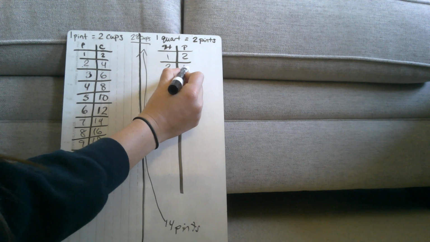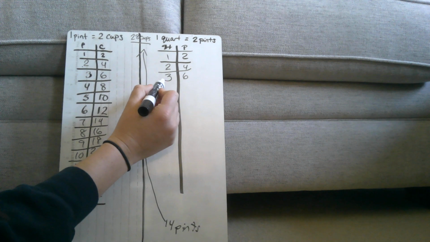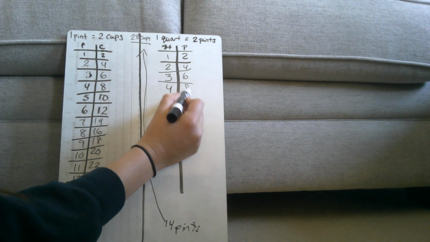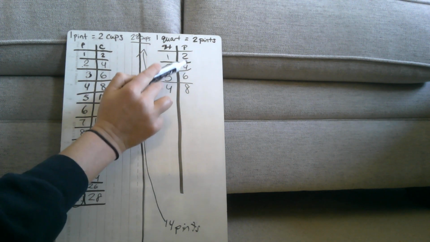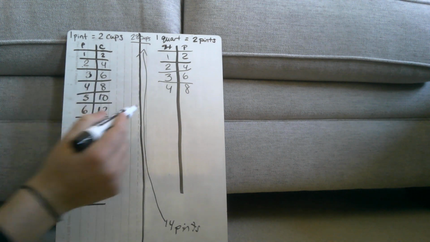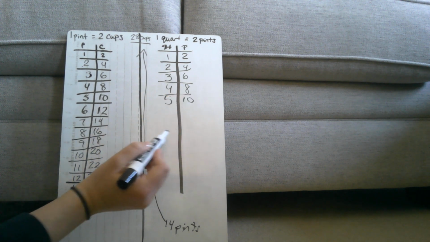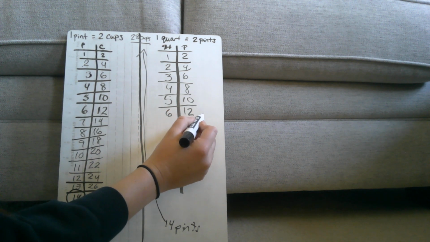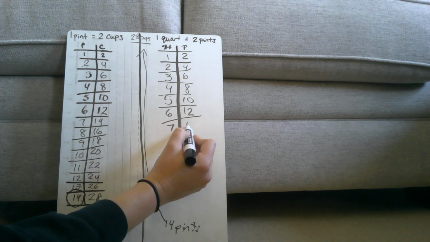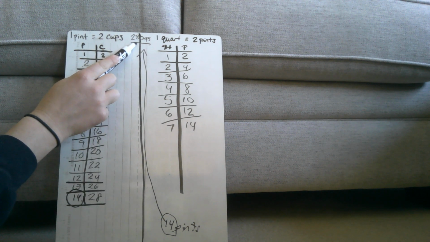2 quarts is 4 pints. 3 quarts, 6 pints. 4 quarts, 8 pints. Noticing that I'm just counting up by twos, right? Because it's 2 more pints in each one. 5 quarts is 10 pints. 6 quarts is 12 pints. 7 quarts is 14 pints. Ooh, and 14 pints is what I needed because 14 pints and 28 cups are the same thing.